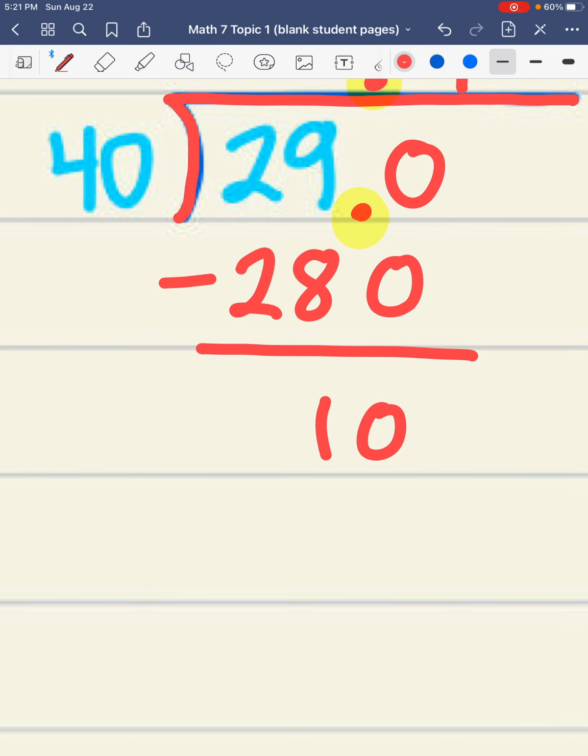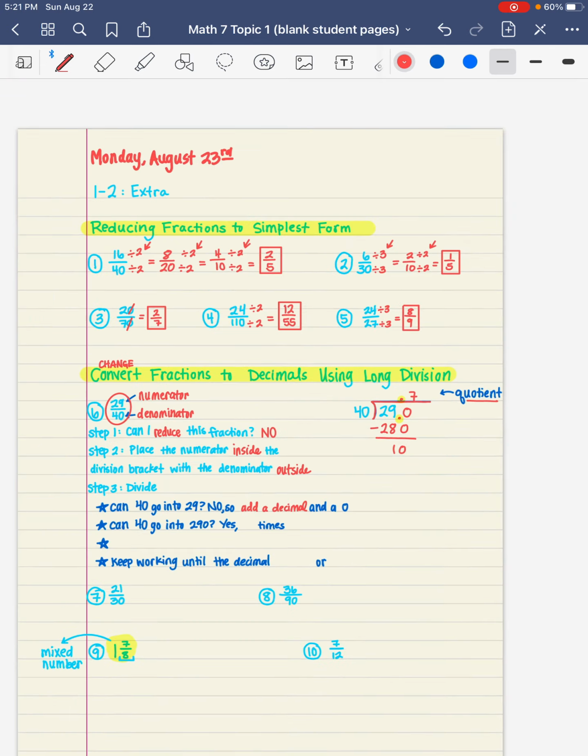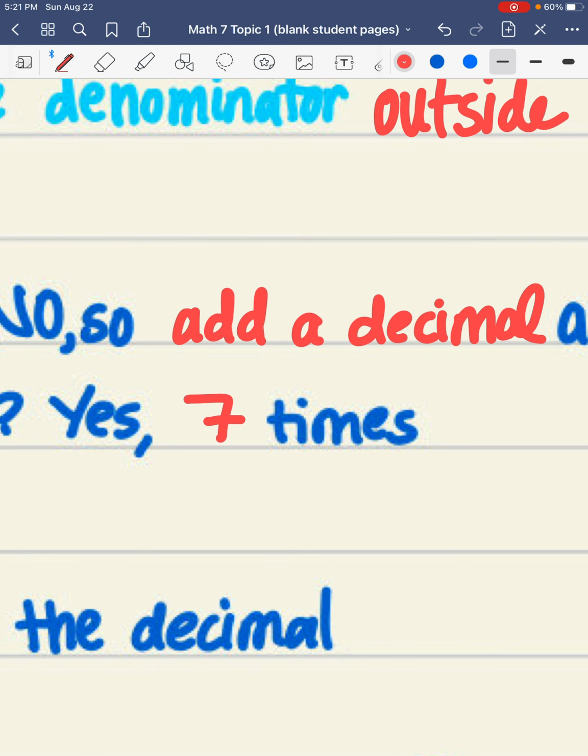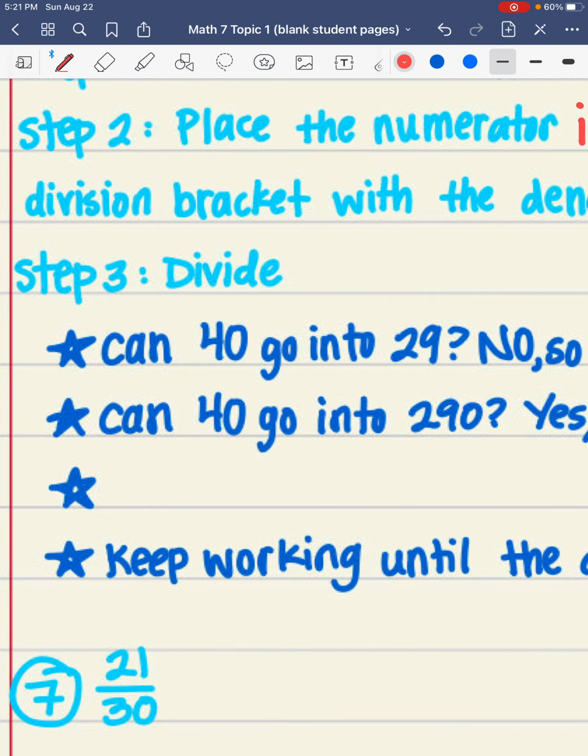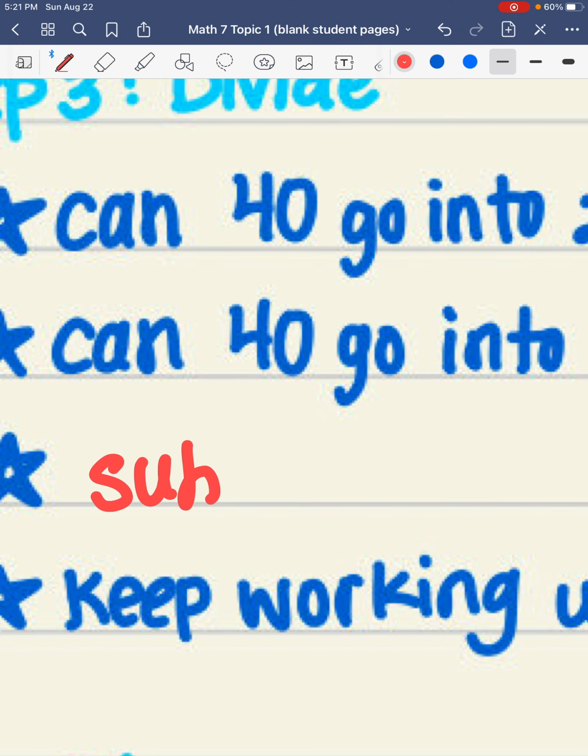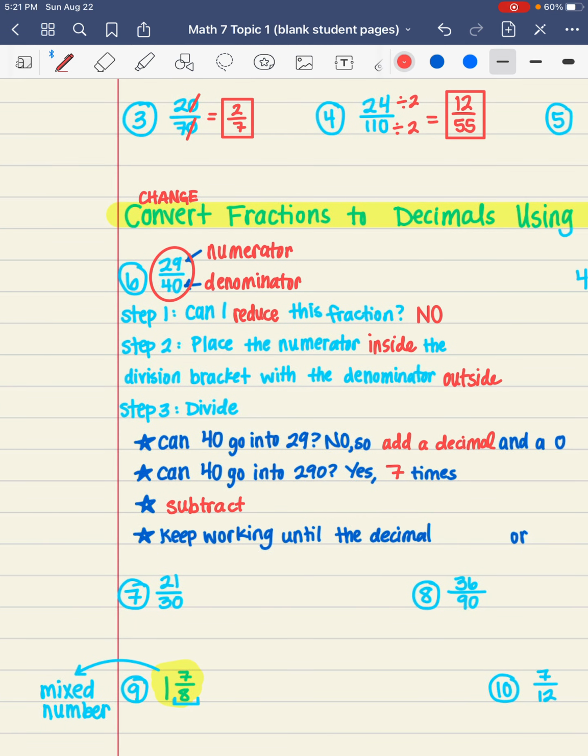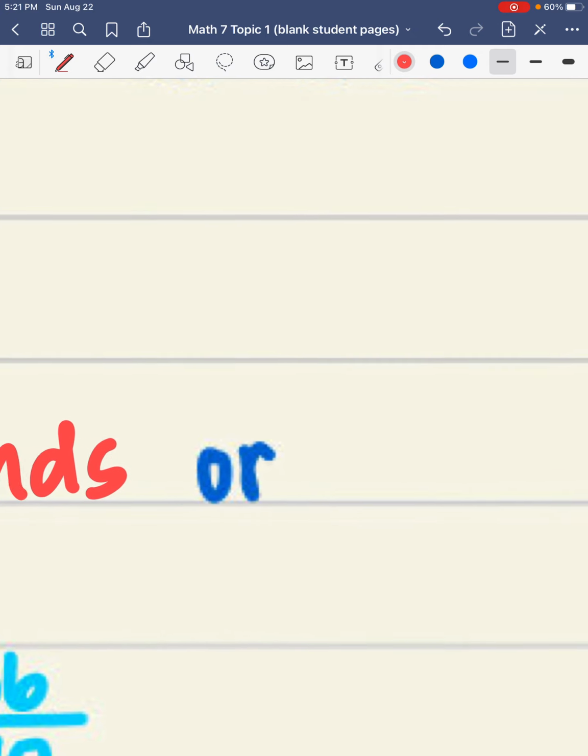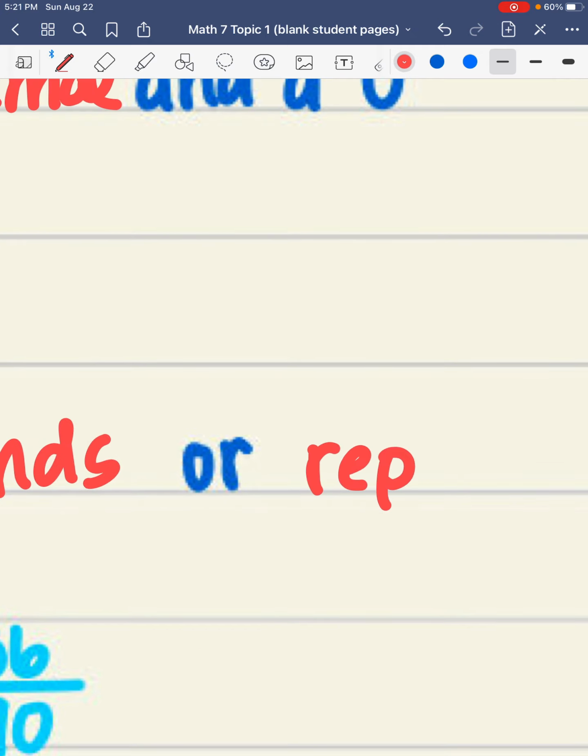Okay, so what we've done, can 40 go into 290? Yes, 7 times. Now we've subtracted. We've already done that. That's our next step. Always subtract. And keep working until the decimal either ends or repeats.